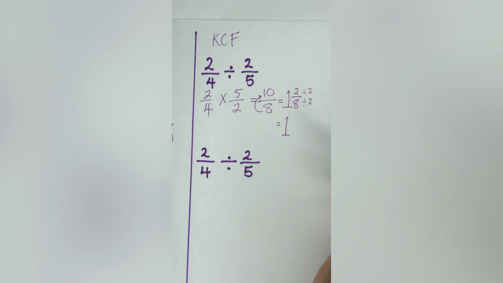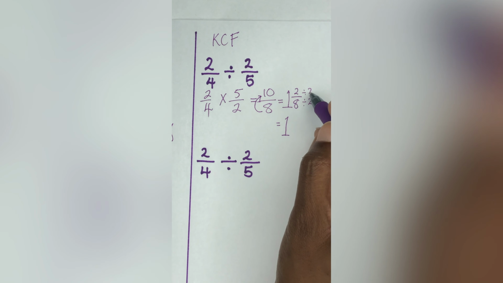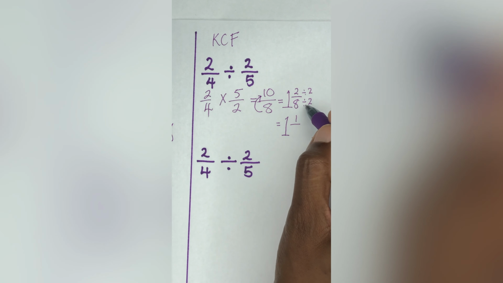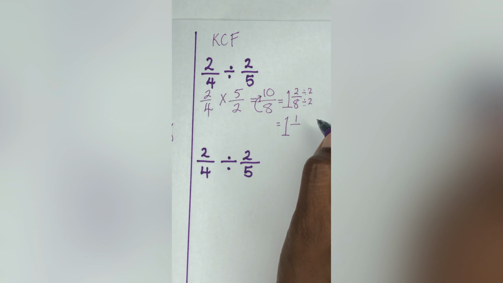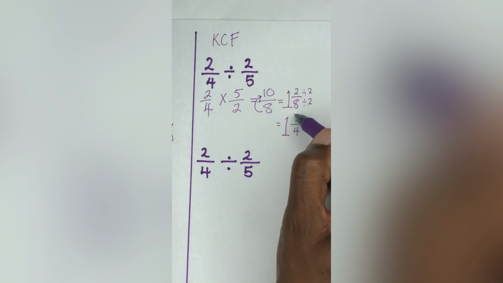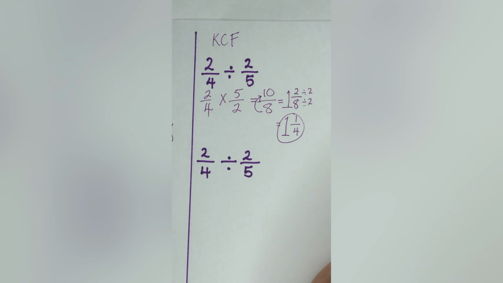And now you will see that 2 divided by 2, or what times 2 is 2, that's a 1. 8 divided by 2, or what times 2 is 8, and that's 4. So your final answer for this is 1 1/4.